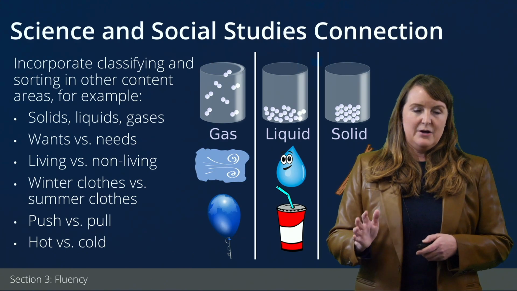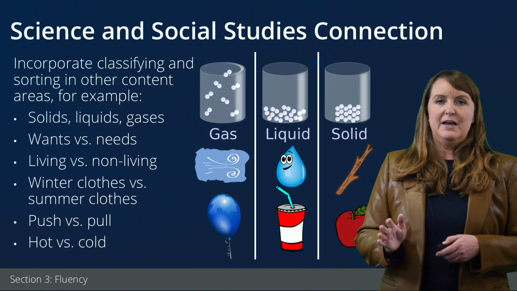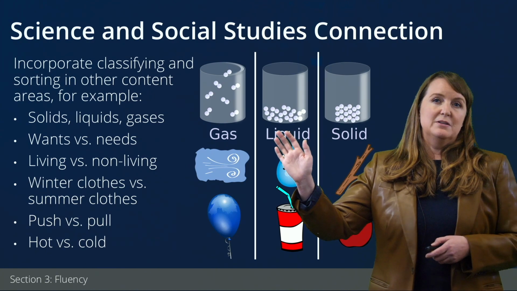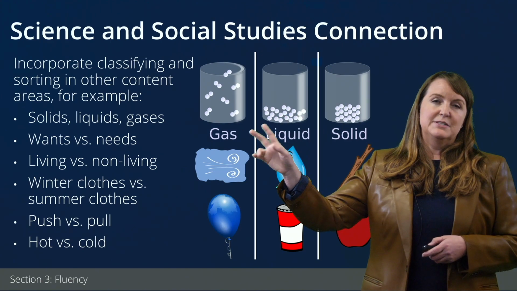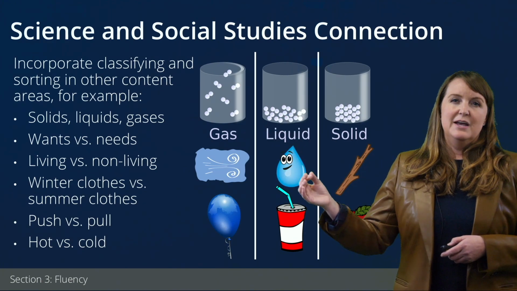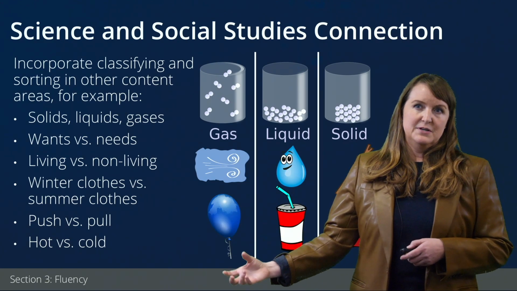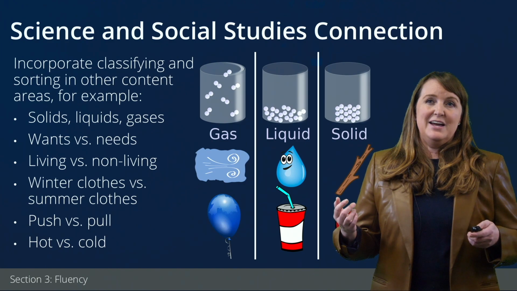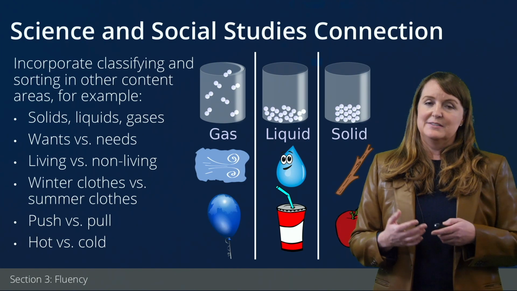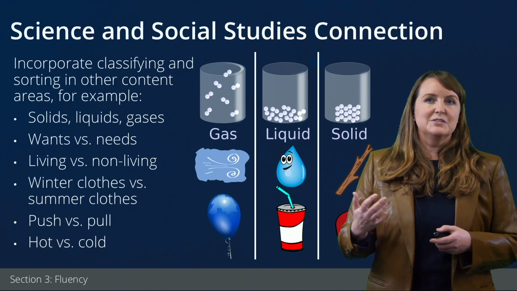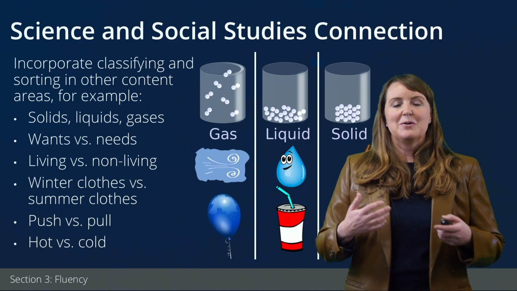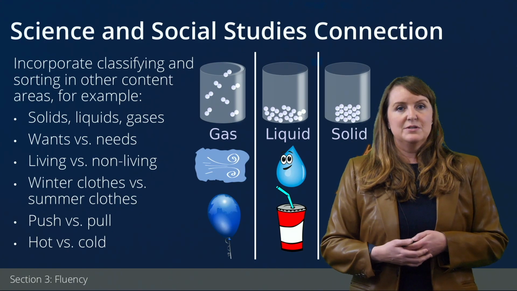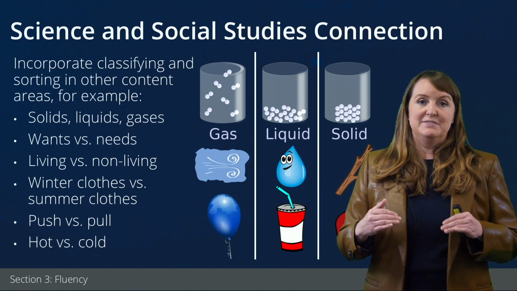Another way that we can help students with their sorting and classifying is by tying this to science or social studies. So here students might be learning about solids, liquids, and gases. How can I sort those? And then coming up with some examples. So there you can see those examples there. But students might categorize by wants versus needs, living versus non-living, winter versus summer, push versus pull, hot versus cold.